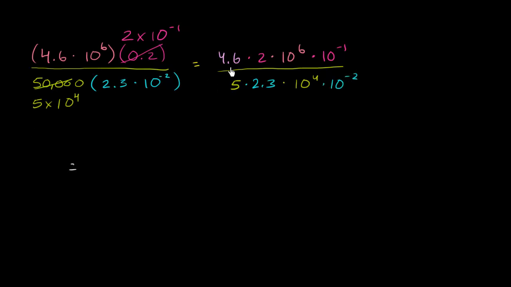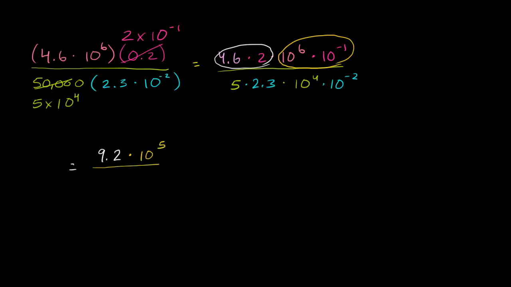So here we have 4.6 times 2. Let me circle that. So 4.6 times 2 is 9.2. And then 10 to the 6th times 10 to the negative 1, we have the same base. We're taking the product. We can add the exponents. It's going to be 10 to the 6th minus 1, or 10 to the 5th power. So we've simplified our numerator.